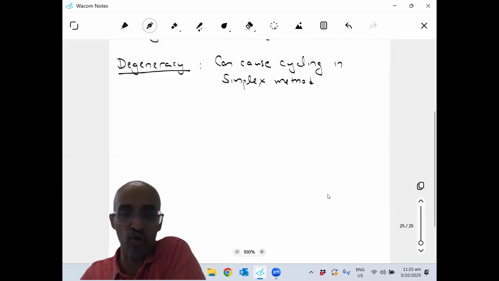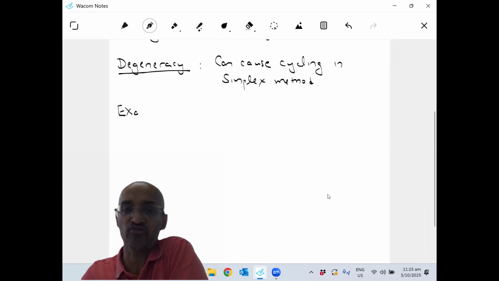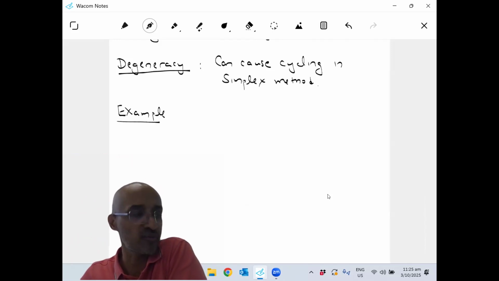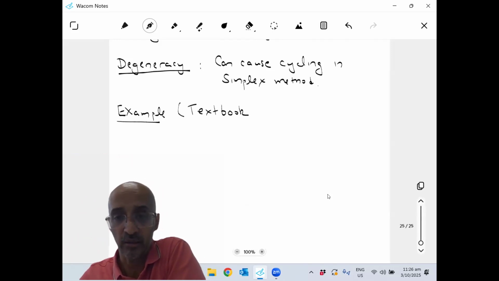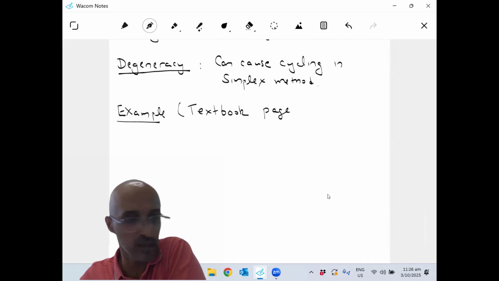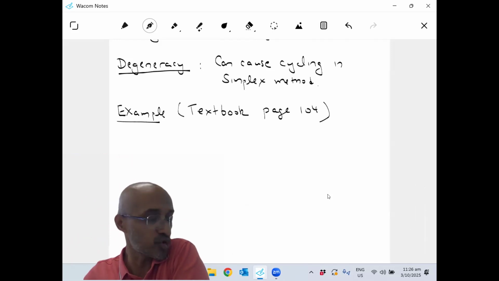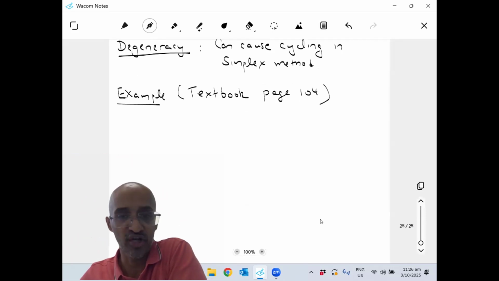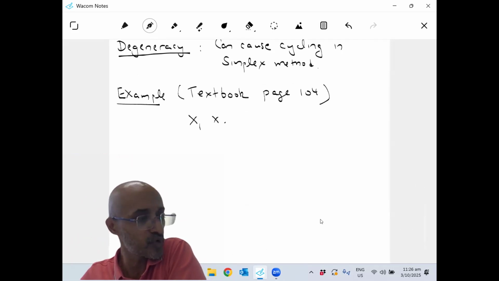I won't do a full example. I want you to try this out on your own. This is from the textbook, on page 104, so you can look at the textbook example. It will take time for us to go through all the steps, but I'll give you the idea of the example. So here is an LP. You can create examples.